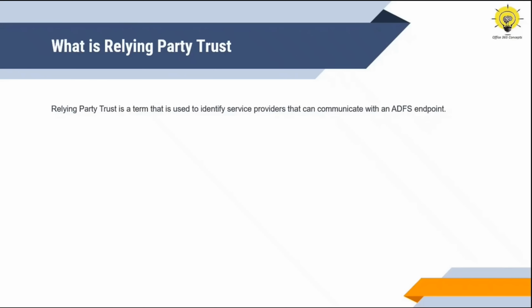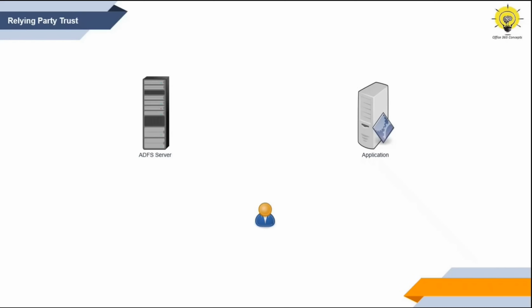If we go by definition, relying party trust is a term that is used to identify which applications are authorized to communicate with ADFS server. Let's consider one example and let's understand what it means. Let's say a user is trying to access an application.